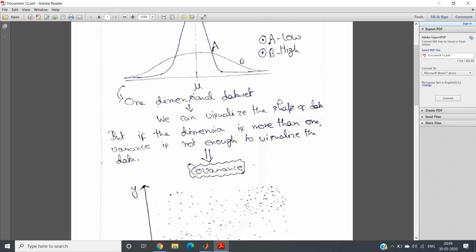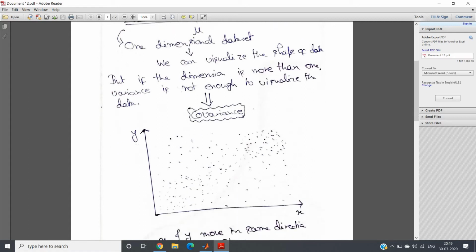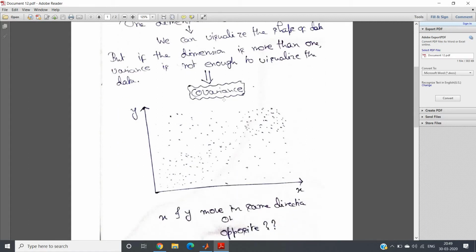That's what I have written here. For a one dimensional dataset, we can visualize the shape of the data, but if the dimension is more than one, variance is not enough to visualize the data. So for that, we will go to covariance.